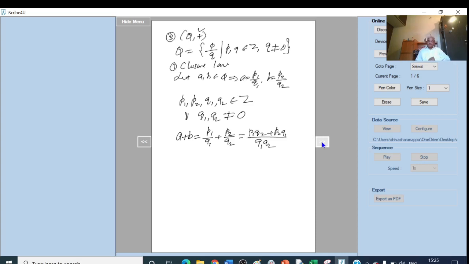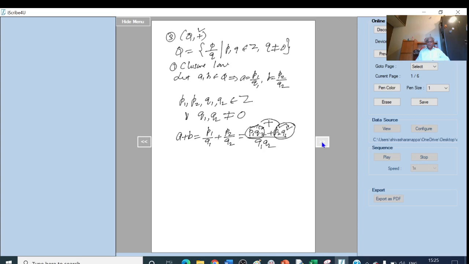Now, P1 is an integer, Q2 is an integer. Therefore, this whole thing is an integer. P2 is an integer, Q1 is an integer. Therefore, this is also an integer. Now, this is an integer, this is an integer. Therefore, this plus this, again an integer.